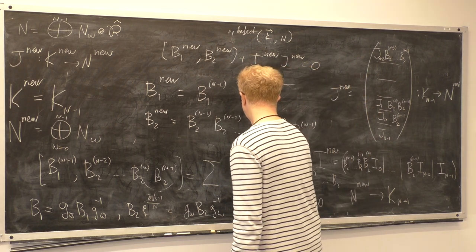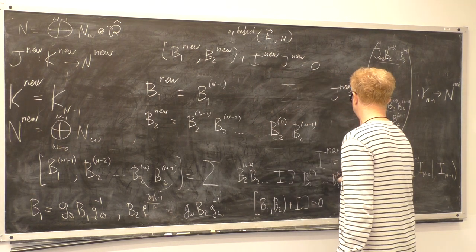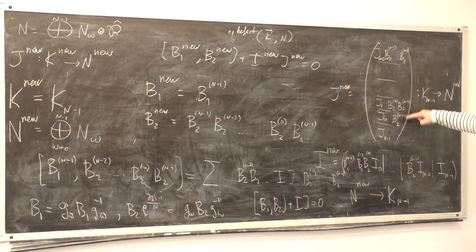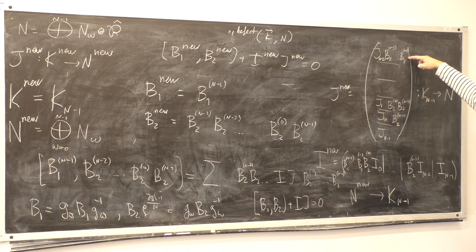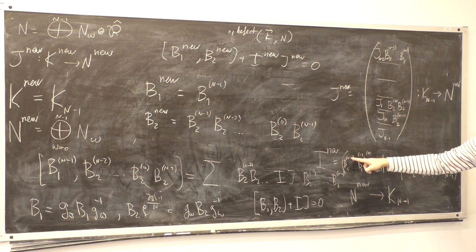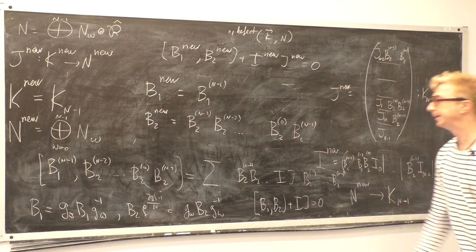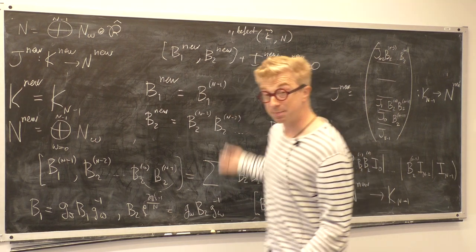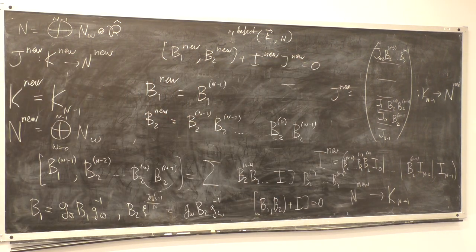n minus 2, n minus 1. So here the first B2 always has superscript n minus 1, and here the last B2 always has this superscript n minus 2. Okay, so that's the map. It's a map which I'm a bit lost on. I forgot quite a few.